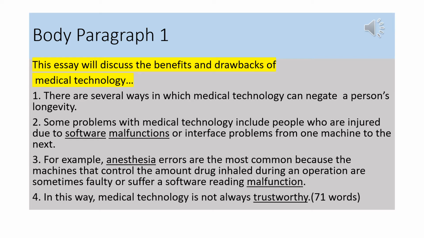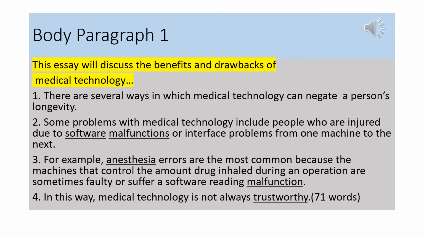The easiest way to do this is to open with a statement like there are several ways or there are many ways, and then it leads to in which medical technology can negate a person's longevity. You have to have this opening statement, this topic sentence that says what this paragraph is about. If you think about your thesis statement, it is telling the reader what this entire essay is about, the benefits and drawbacks of medical technology. But when you get inside a paragraph, the same kind of form holds. That topic sentence is telling the reader what the rest of the paragraph is about.